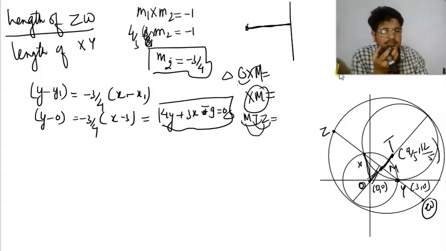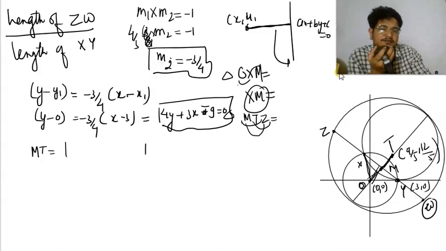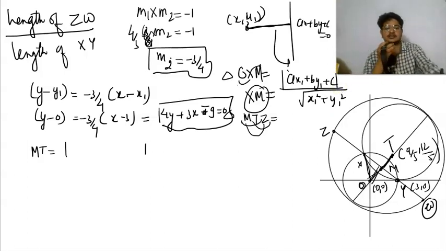Now from the perpendicular distance we will find the value of mt. Let's write the formula. If ax plus by plus c is equal to 0 is a line and there is a point x1 comma y1 given, the perpendicular distance will be mod of ax1 plus by1 plus c upon root over a square plus b square. We take the mod because the perpendicular distance will always be positive.